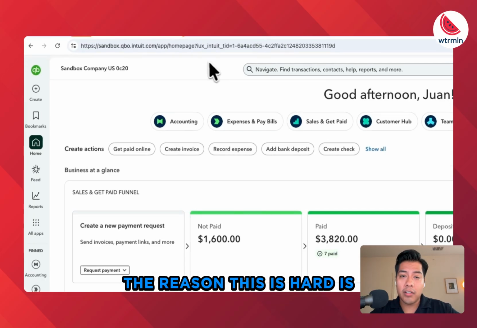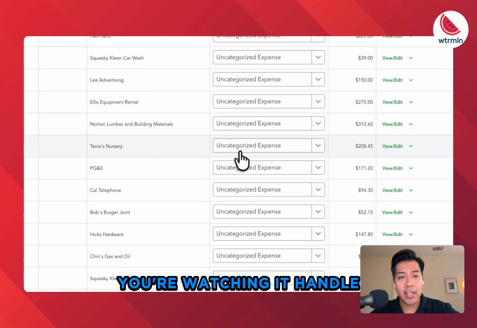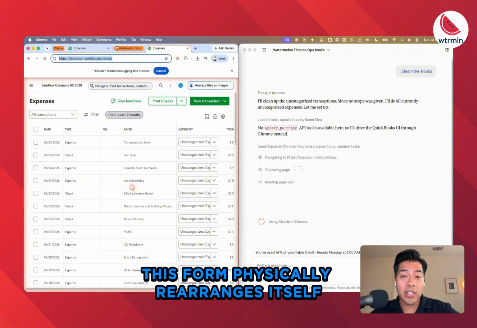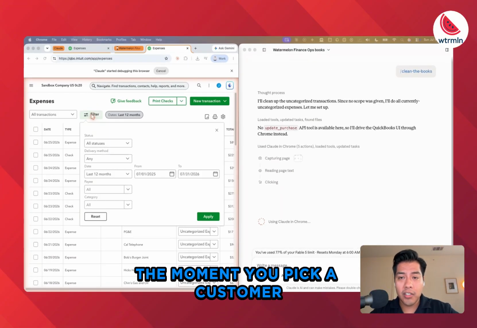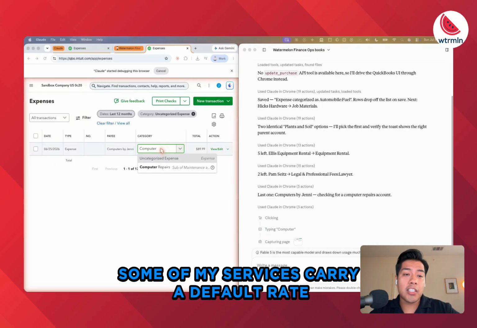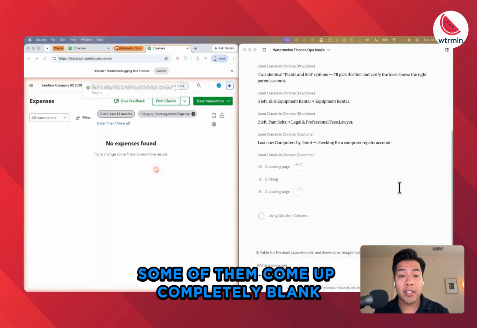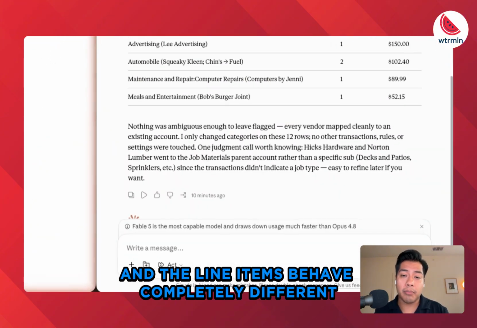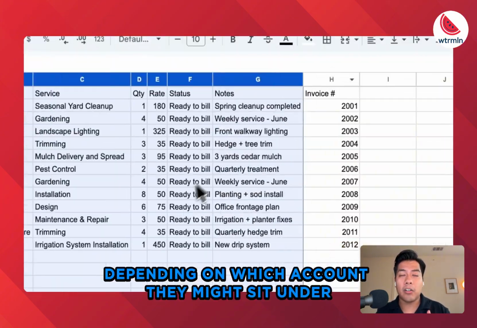The reason this is hard is all the boring stuff you're watching it handle. This form physically rearranges itself the moment you pick a customer. So fields move around you. Some of my services carry a default rate. Some of them come up completely blank, and the line items behave completely different depending on which account they might sit under.